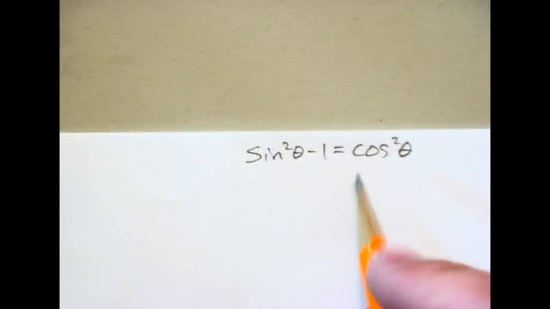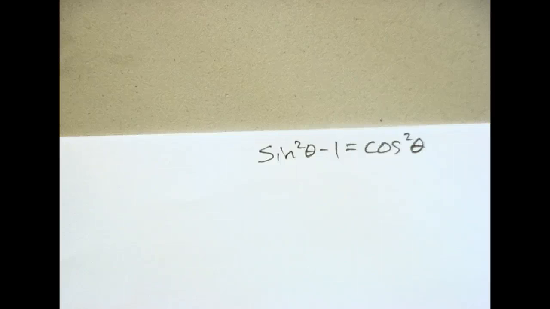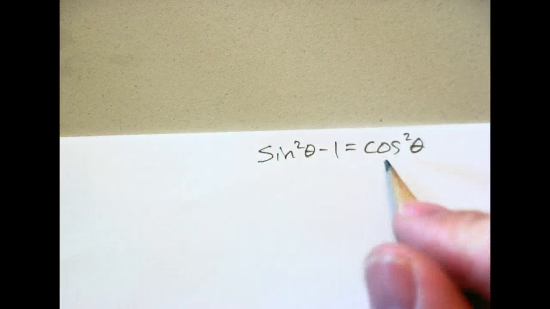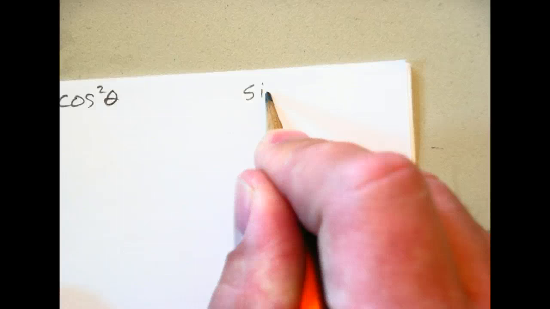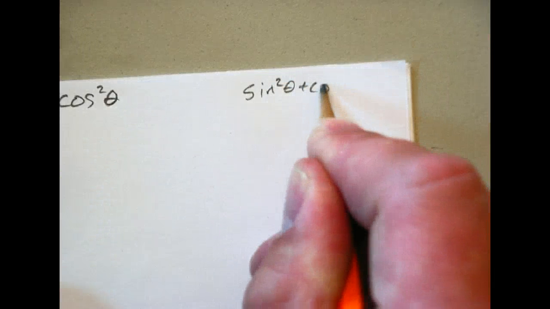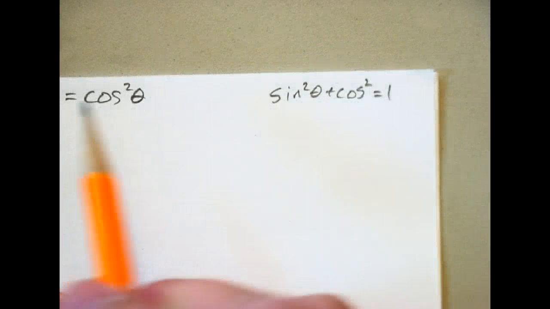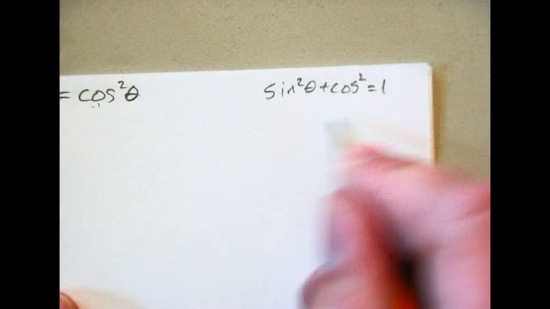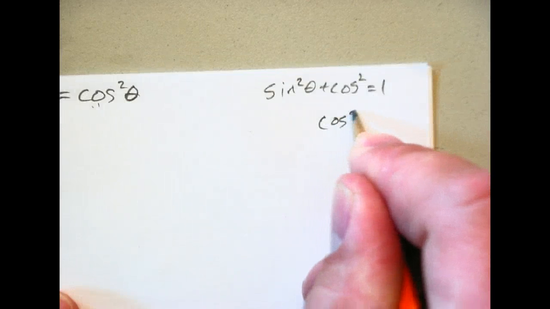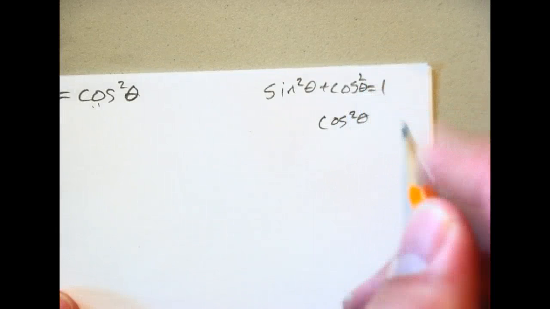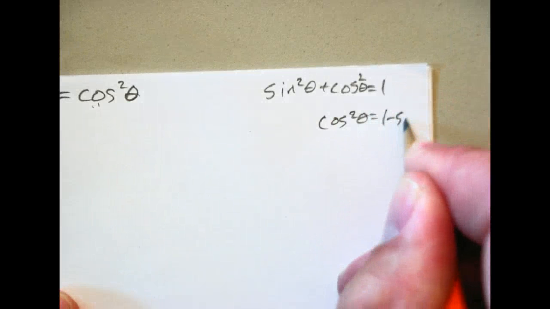We can substitute something in for cos squared theta, right? What does that equal? Let me slide this over. We know sine squared theta plus cos squared theta, this is one of our identities, equals 1. What does cos squared theta equal? 1 minus sine squared theta. Good. Cos squared theta is equal to 1 minus sine squared theta.